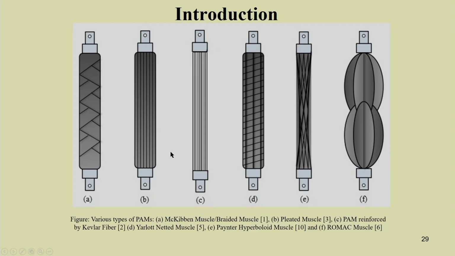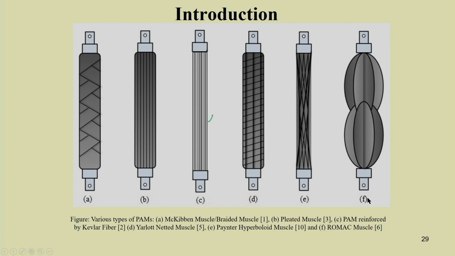So, these are the different artificial muscles that have been shown, various types of them. The first one is known as the McKibben muscle or braided muscle. Then this is the pleated muscle, then this one is PAM reinforced with Kevlar fiber, so fiber is embedded in this. Then you can have the Yarlott netted muscle, then the Paynter hyperboloid muscle, which is this hyperboloid muscle, you can see this hyperbolic shape. Then we have the ROMAC muscle. So, there are several different pneumatic artificial muscles.